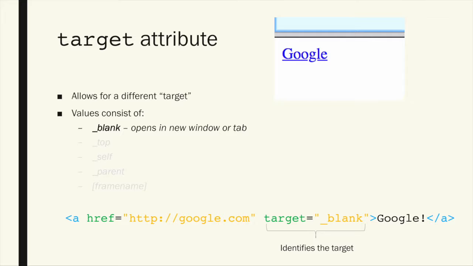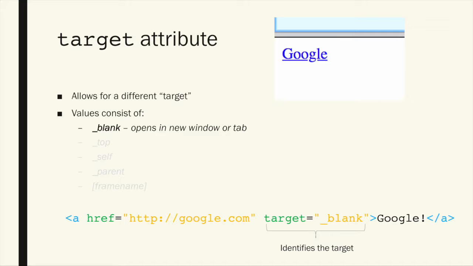Now the good thing about target is that it actually has one value that you should know out of all the rest. Don't worry about all the rest because in 2018 they're kind of irrelevant. So the only value you should know is underscore blank. Yes, there's an underscore there. Why? I don't know exactly. That's just the way things are set up. But in this case, we have underscore blank as the value of the target attribute.